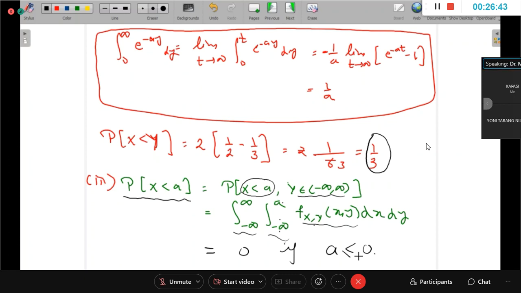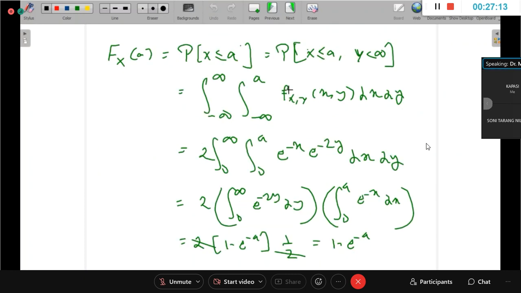Now, for the case a strictly greater than 0, you have to evaluate this integral, right? The limit is 0 to infinity, 0 to a, f_{X,Y}(x, y) dx dy. Now, if a is less than or equal to 0, this is 0, and if a is greater than 0, you have to integrate.